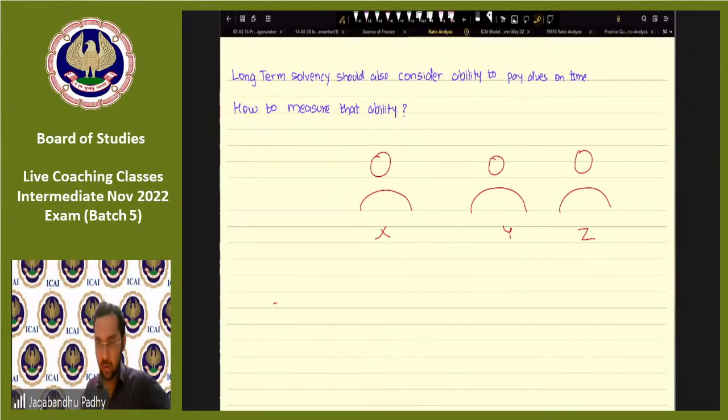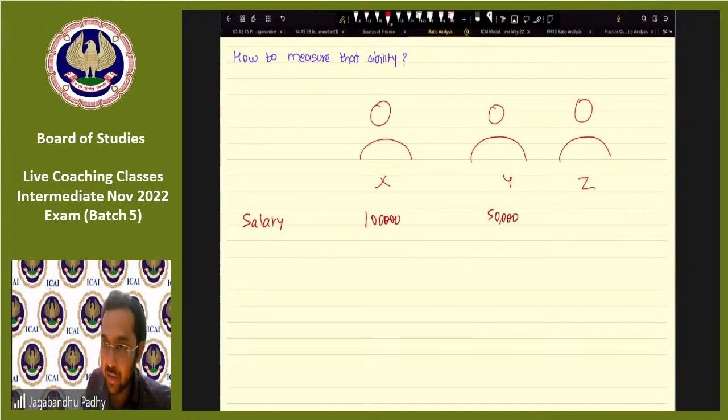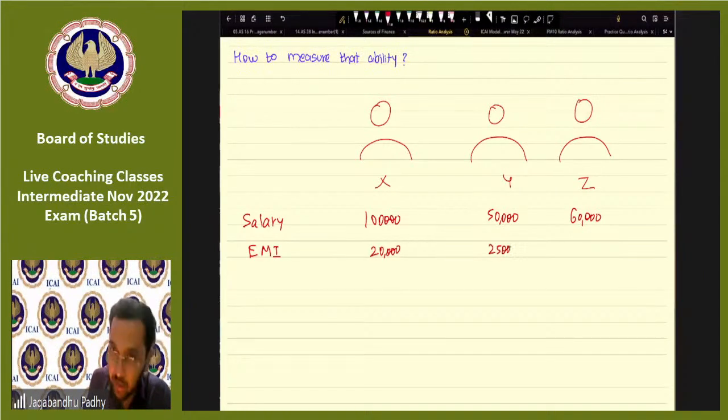So, for example, let's say there are three persons X, Y, Z, and we say the salary of Mr. X is 1 lakh, the salary of Mr. Y is 50,000, the salary of Mr. Z is, let's say, 60,000. And they have an EMI, equated monthly installment, payable as 20,000. Let's keep it as 20,000 only. And over here it is 20,000.